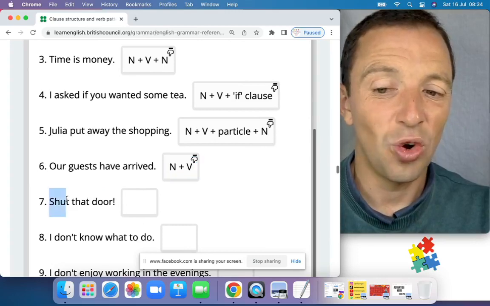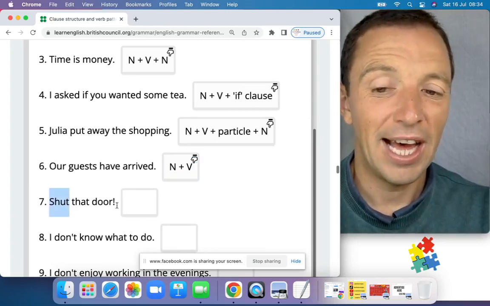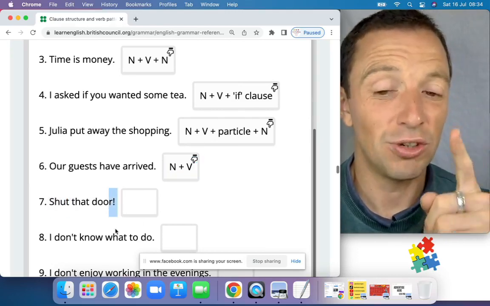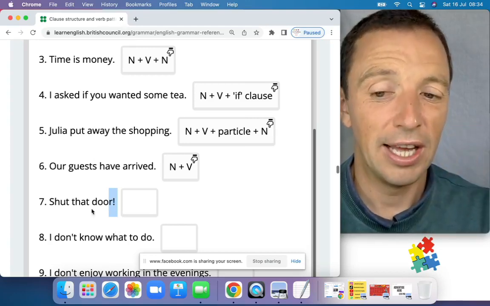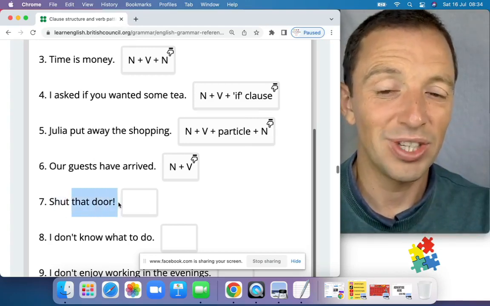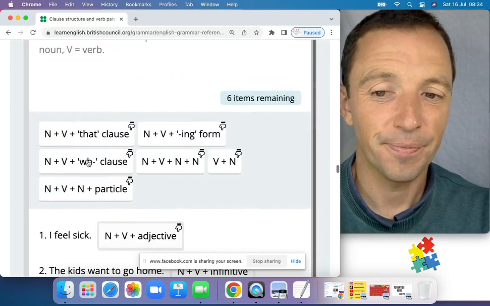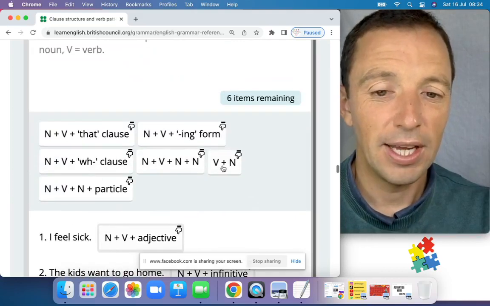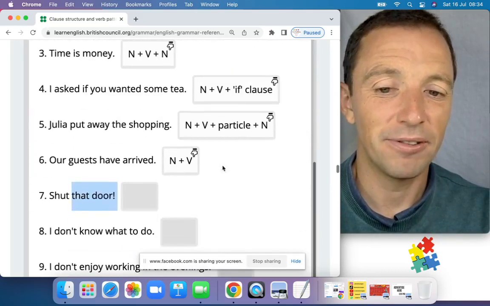Shut that door, the verb to shut, and it's an imperative, it's a request, an order, an instruction, and it's verb plus noun, instruction. Yeah, verb plus noun, that's the imperative.